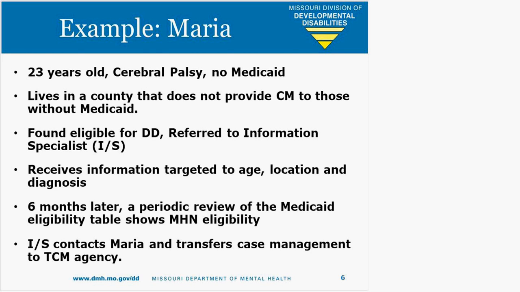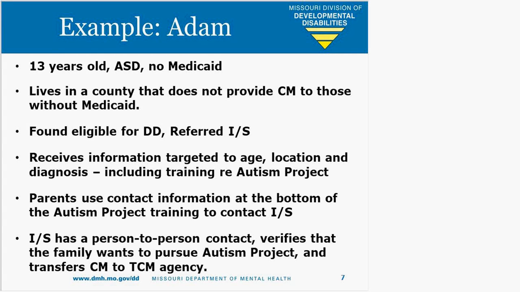Here's an example. There's an 18-year-old named Adam who has an autism spectrum disorder and, again, no Medicaid, and lives in one of those counties that doesn't provide case management to those without Medicaid. Again, he has applied and been found eligible for the Developmental Disability Service and referred to the information specialist system. This individual and family are going to receive information targeted to teenagers who live in the particular county he lives in and have an autism diagnosis. This is training regarding the autism project. So there might be an email with, let's say, information about someone who is using the type of autism project service that's available in his location.